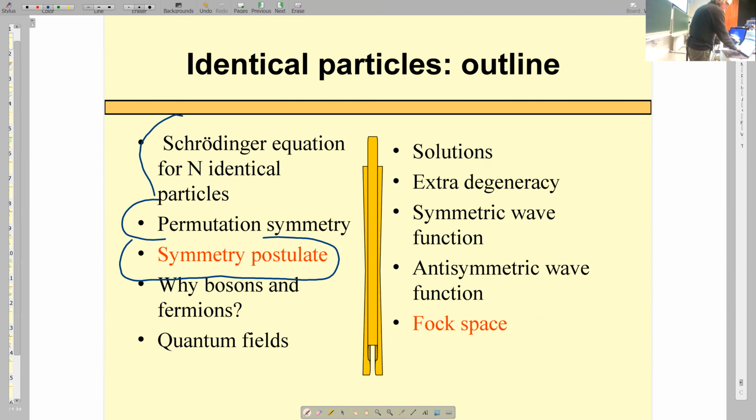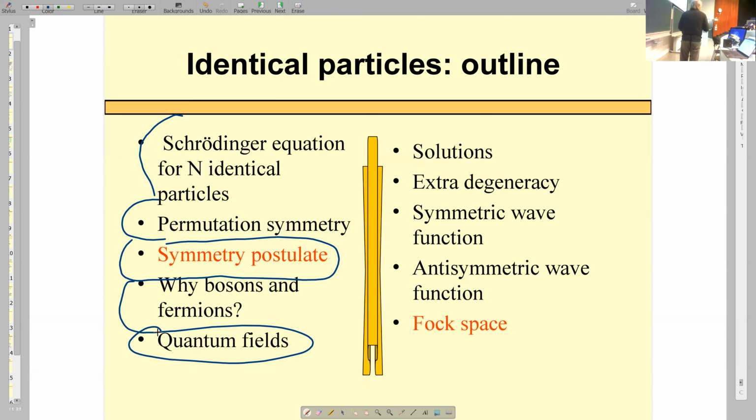The symmetry postulate. The symmetry postulate is something which you know. I'm sure that at least in TV series, you have heard about bosons and fermions. Perhaps you even know what the difference is. Now we lay a scientific basis for this concept. The symmetry postulate, and that will shortly bring us to quantum fields. We understand how and why it leads us to this idea of quantum fields.